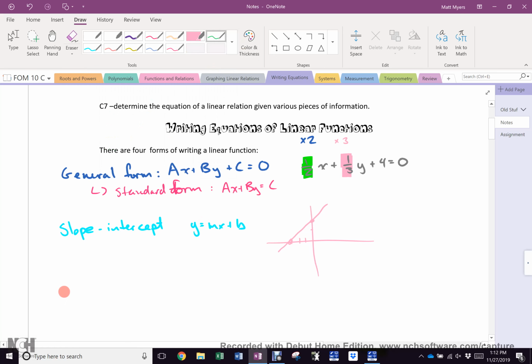And then lastly, there's, what color haven't I used? Kermit green. Point slope. Which I don't know why they call it point slope. It makes much more sense to call it slope point because we call it slope intercept. But whatever.